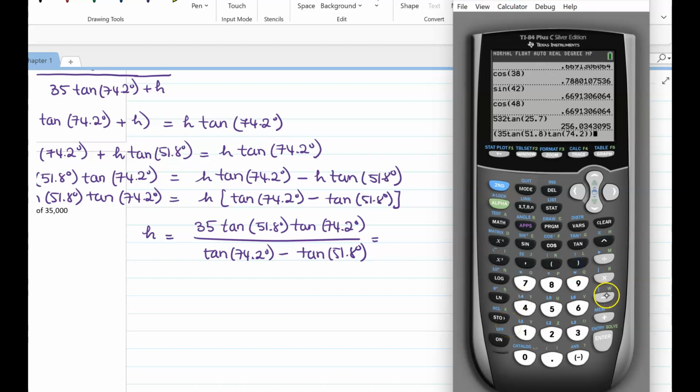Careful with the parentheses. Divide by the denominator, tangent of 74.2, tangent of 51.8. So the height of the building to the nearest foot is 69 feet.